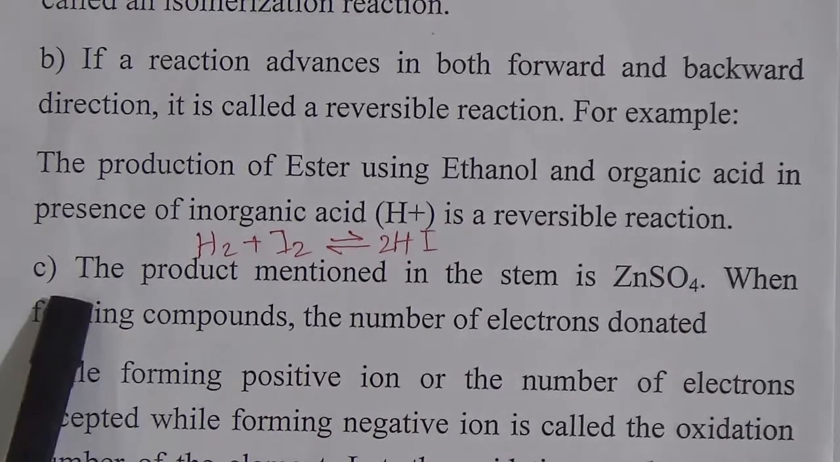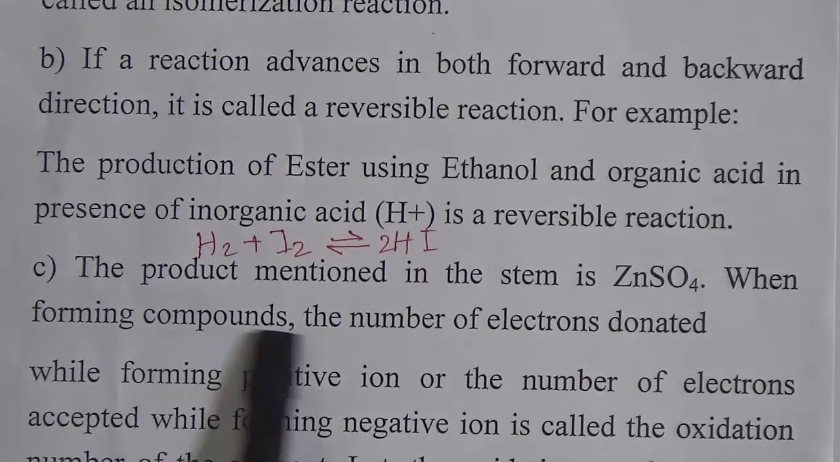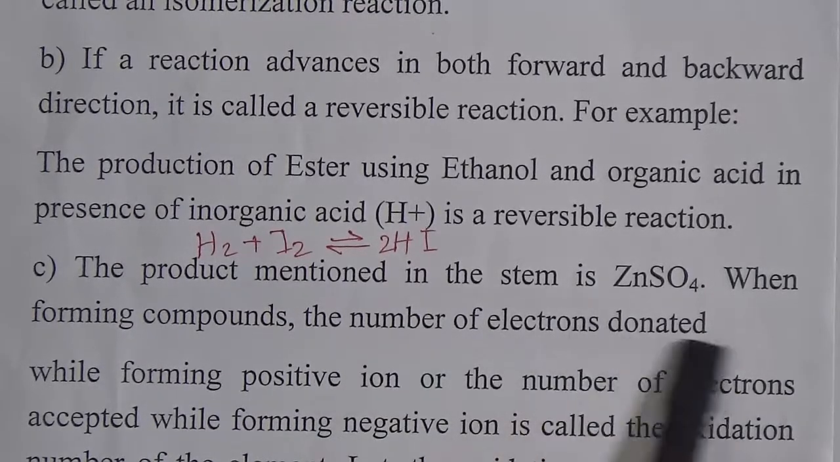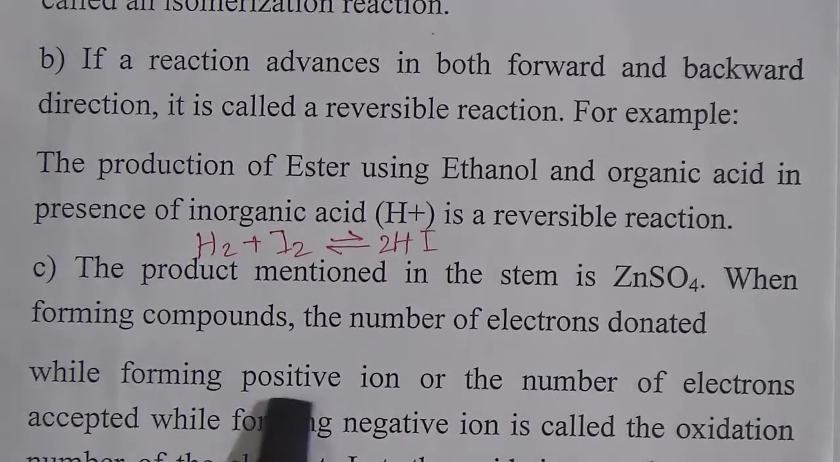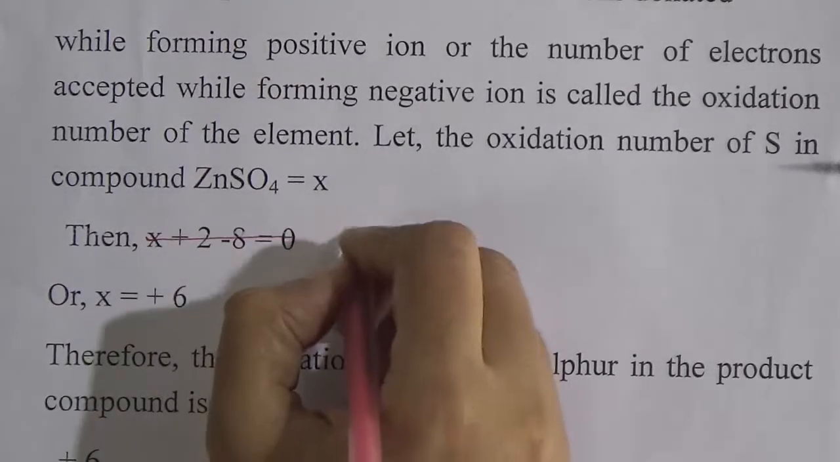Now come to the next question answer. The product mentioned in the stem is zinc sulfate. When forming the compound, the number of electrons donated while forming the positive ion or the number of electrons accepted while forming the negative ion is called the oxidation number of the element. Let the oxidation number of sulfur in the compound be X. Dear students, if we write like this, it will be better.